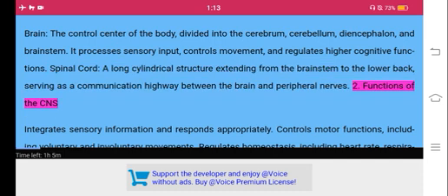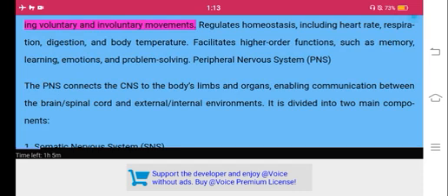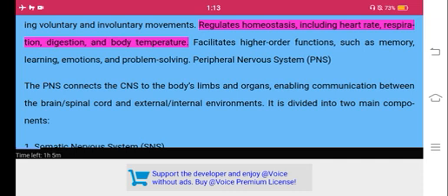2. Functions of the CNS. Integrates sensory information and responds appropriately. Controls motor functions, including voluntary and involuntary movements. Regulates homeostasis, including heart rate, respiration, digestion, and body temperature.